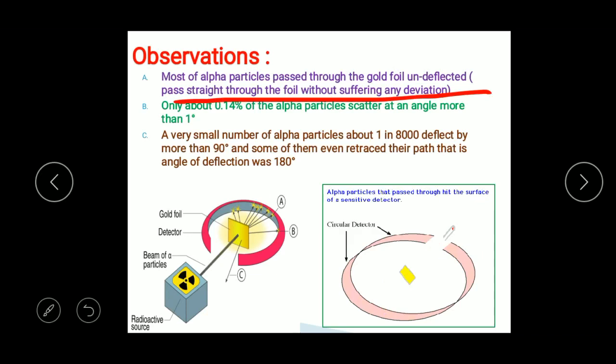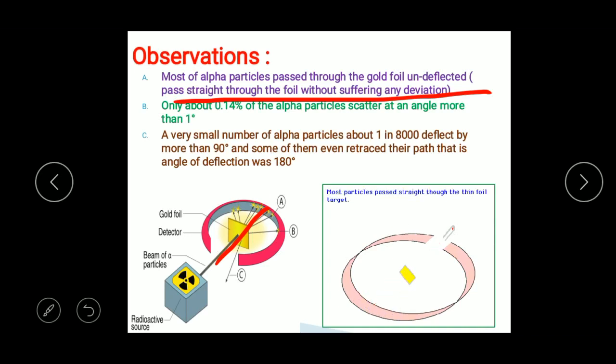Here they pass straight through the foil without suffering any deviation. You can see here, after passing through the gold foil, without any deviation, they pass straight through the foil. That is the first observation. Most of the alpha particles pass through the gold foil undeflected, without any deviation.